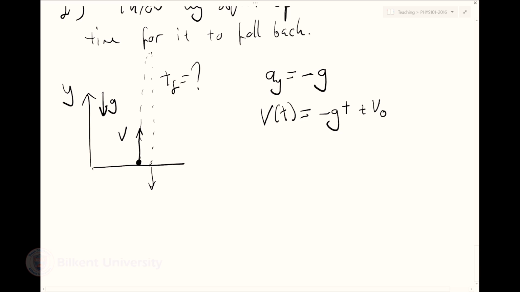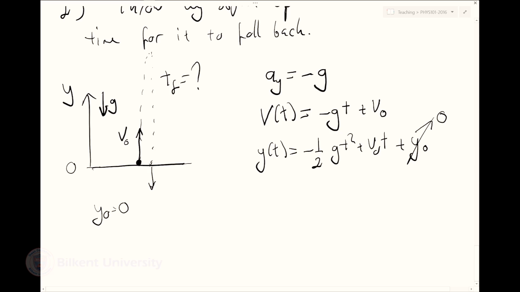So this is 0. So can you tell me how can I find the time of flight? How long does it take for this object to go up and come down? Exactly. y of t is 0 in 2 instances. When I first throw the object up, and then when it comes back down. Okay. So y at time t flight must be equal to 0.